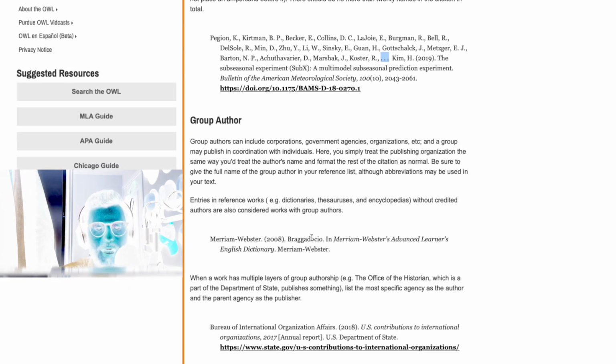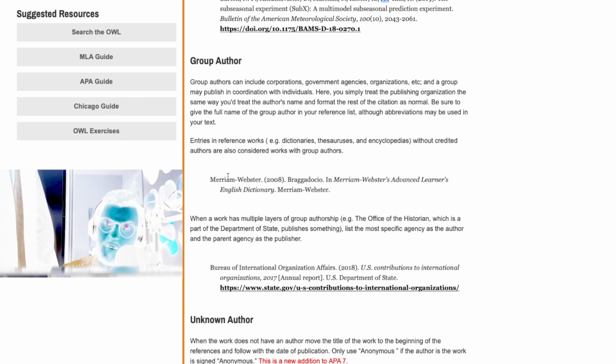Groovy. Okay. Group authors. If you have a dictionary, put in the group. Awesome. The Bureau of, bam. There you go. Just cite the organization instead of the last name.